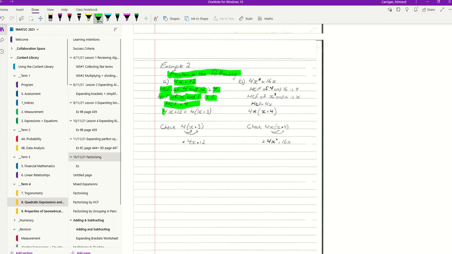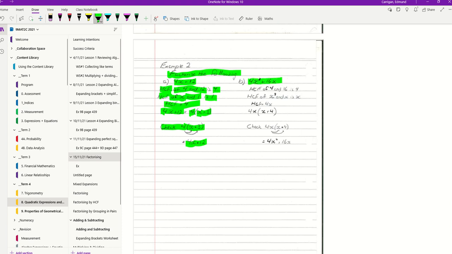So 4x plus 12 is equal to 4 outside of brackets. Now we have a look at the terms. So 4 times x is 4x. 4 times 3 is 12. We find the other factor. If we're checking that, 4 times x plus 3, 4 times x is 4x, 4 times 3 is plus 12, so we check it's okay.